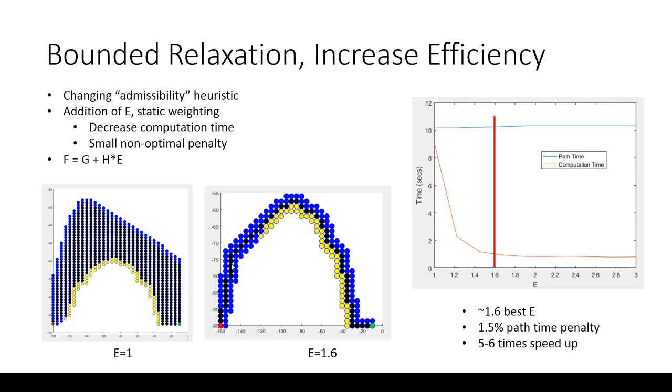I do some bounded relaxation on the heuristic. This is called the admissibility heuristic. I add an E factor, which is a static weighting. Over on the left with E of 1, you can see it searches a very large space and takes quite a bit of time. Using E of 1.6 allows greatly reduced computation time, just a small penalty in the optimization. In this case, the movement time went up only by 1.5%, but I was able to search a much smaller space.